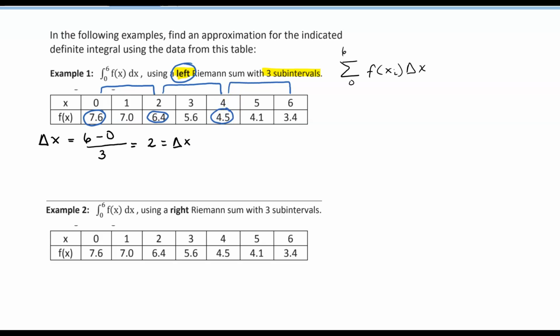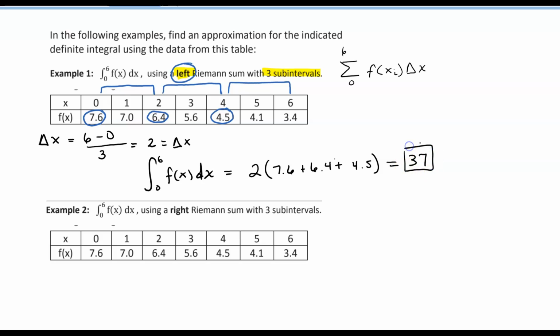Since everything is getting multiplied by delta x, I'm going to multiply all of this. Let's write this out using this definite integral that they give us. Since everything's being multiplied by 2, it's 2 times the sum of those f of x, or the y values: 7.6 plus 6.4 plus 4.5. We add all of that up, multiply it all by 2, and on our calculator we'll get something like this, 37.